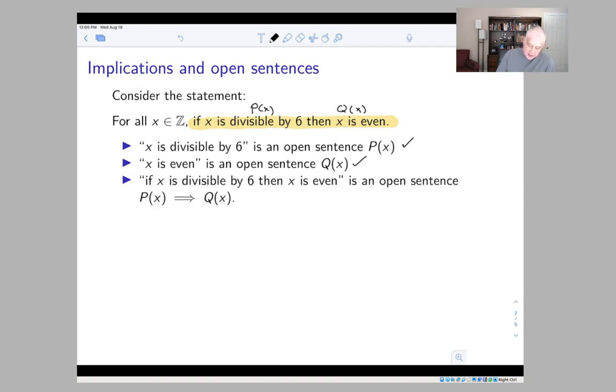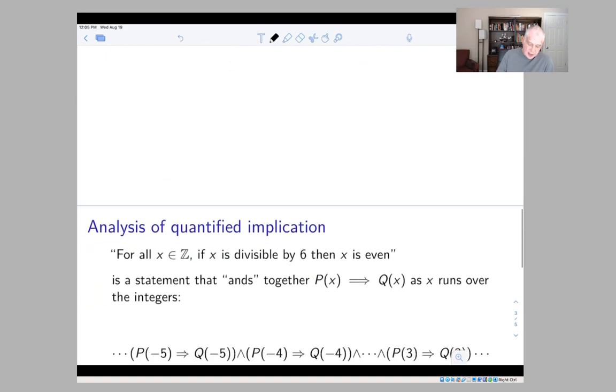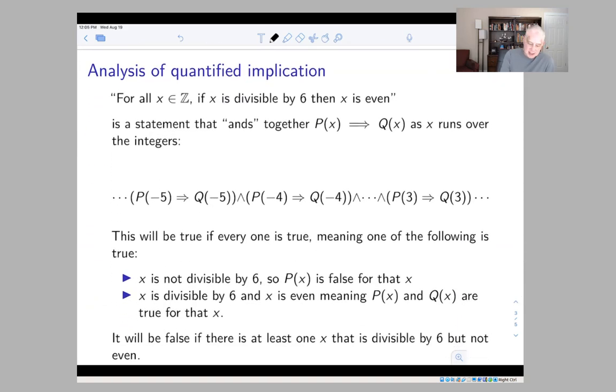And if we ignore the quantifier, as I said, and we just think about the open sentence part, then P of x implies Q of x is an open sentence. And its truth or falsehood depends on the truth or falsehood of P and Q as x varies over the set of integers. Now, when you put a for all quantifier in front of an open sentence like this, for that to be true, what you're saying is that as this open sentence, P of x implies Q of x, varies, plugging in different values of the integers, then no matter what integer you plug in, the resulting statement is true.